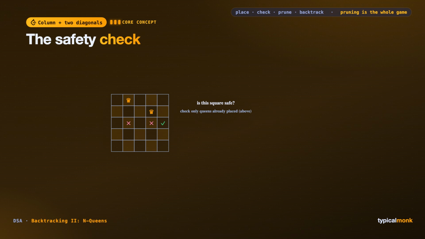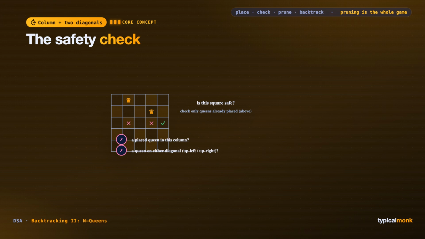The first check is the column. Is there a queen in the same column somewhere in the rows above? If so, the square is unsafe and foul, they would attack along the column. The second check is the two diagonals. Is there a queen on the diagonal going up and left from this square, or on the diagonal going up and right? A queen anywhere along either of those diagonals would attack our new one.